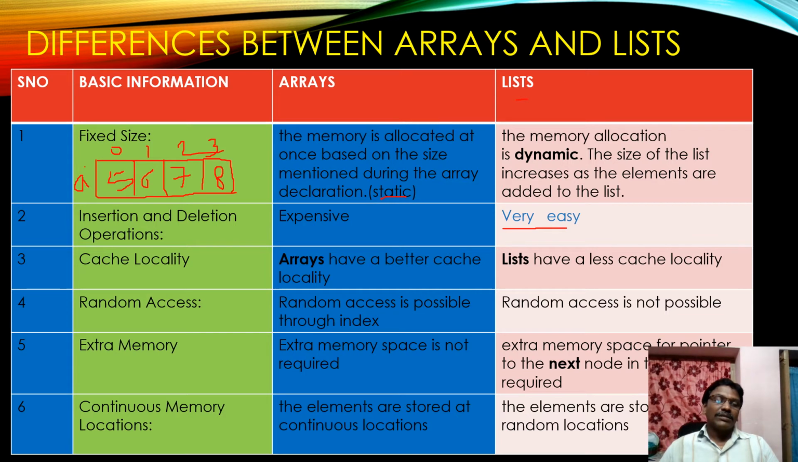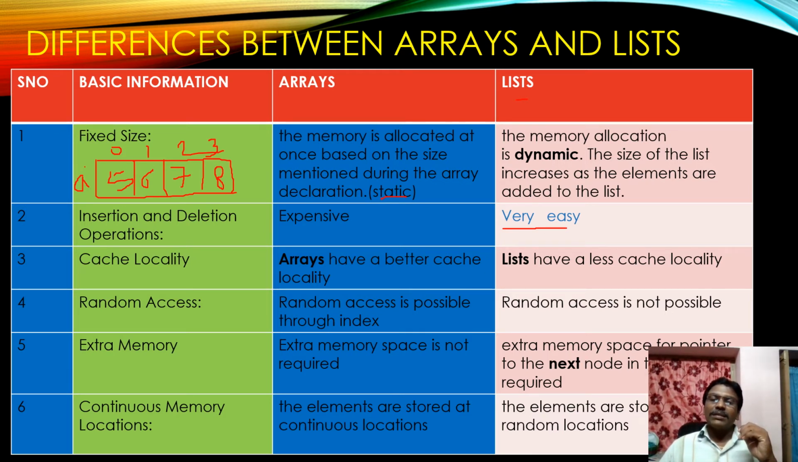Next one, the continuous memory location. The elements are stored at continuous locations because an array is static, and it allocates memory continuously. In a linked list, it's not possible because it allocates memory dynamically. That's why its space is allocated in different areas.